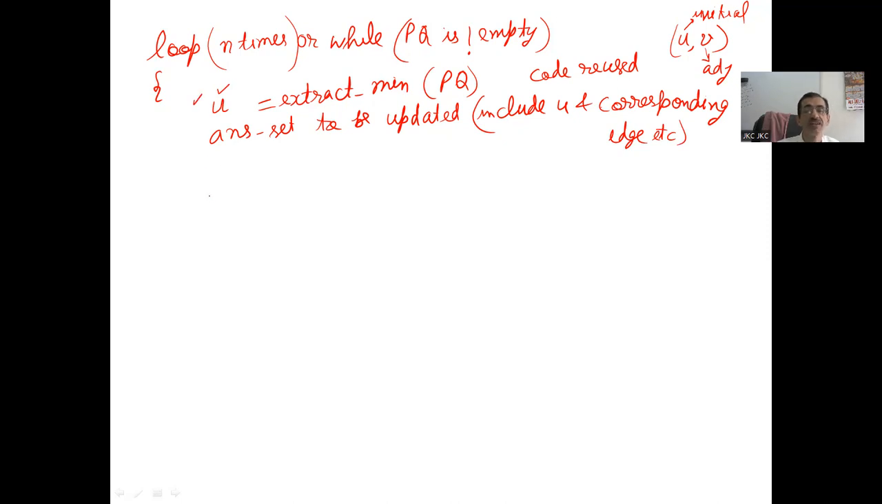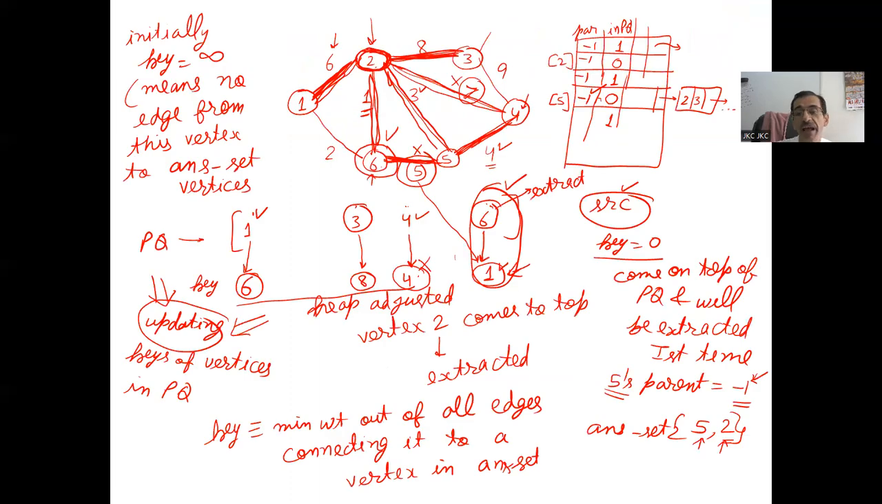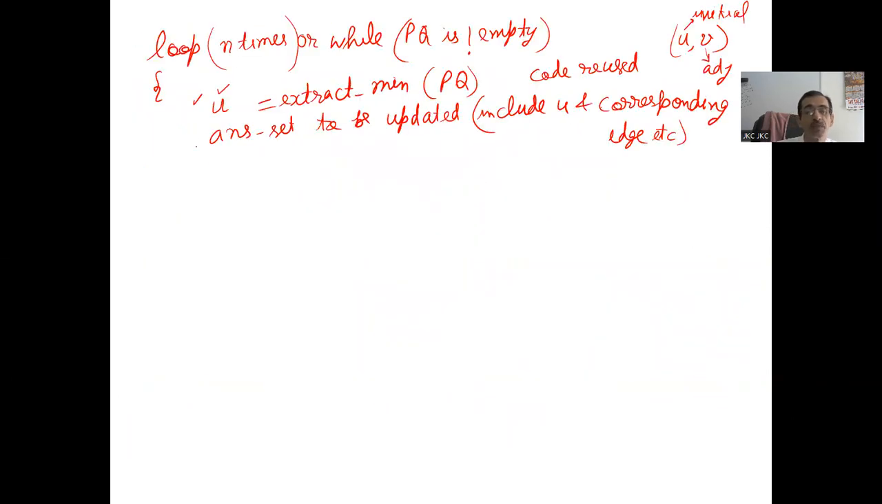U is extracted. Now what do we have to do? Let's recall what we did here. As soon as I extracted 5, the adjacents of 5 were used to update the key if they were in PQ. Later, I extracted 2, and then I said the adjacents of 2 are to be updated. So effectively, I need the adjacents of U.